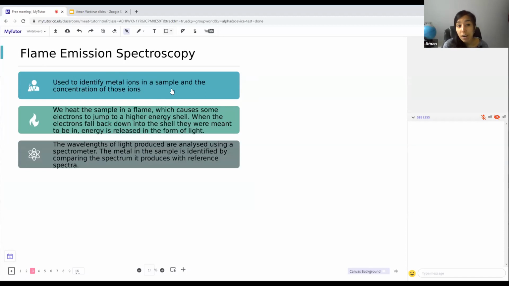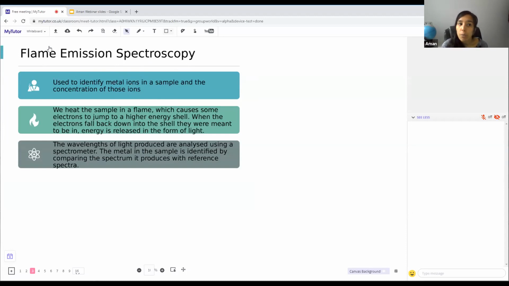So it's pretty much very similar to flame tests, but it's done in an instrument called the flame emission spectroscopy. And so what that means is that we can look at smaller concentrations of ions. And the main thing is that we can do lots of ions at the same time. So I'll show you that in a second as well.